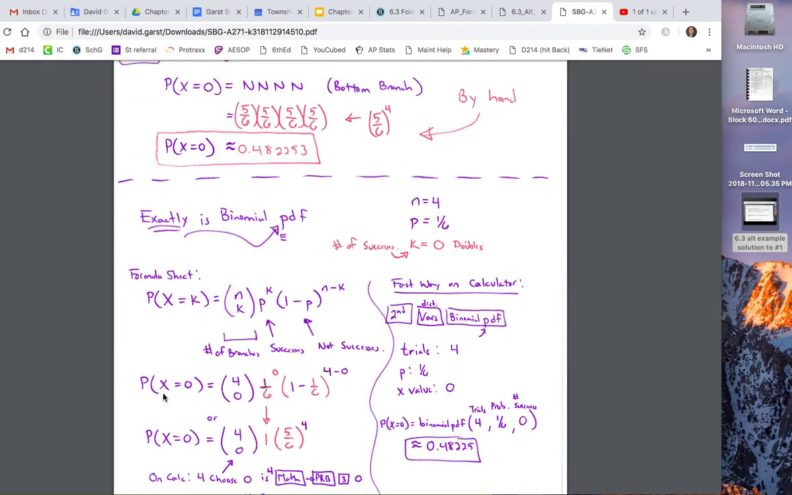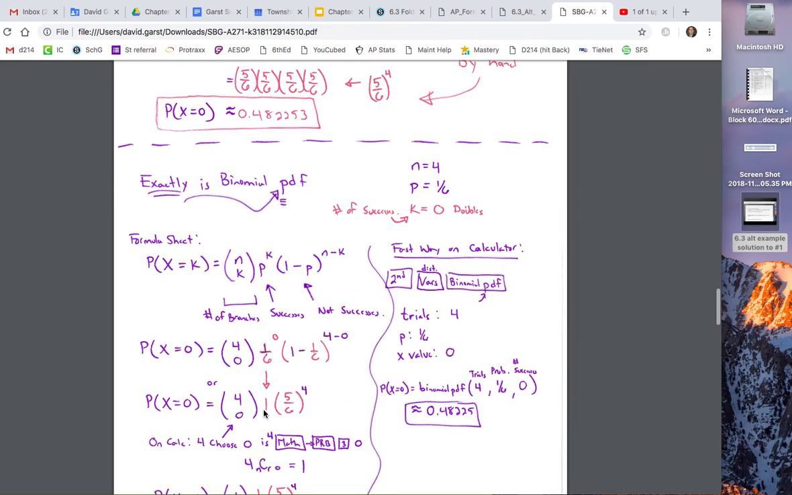Well, the probability of x being 0, 0 doubles, 0 successes, is 4 choose 0. Notice this is not a fraction. This does not mean 4 divided by 0. This is 4 choose 0, and that might be a new symbol to you. This part is the number of successes, 1/6. There are 0 times of getting doubles. And then there are 4 times of getting not doubles. That's 5/6. When you do 4 choose 0, there is a way to do it on your calculator.